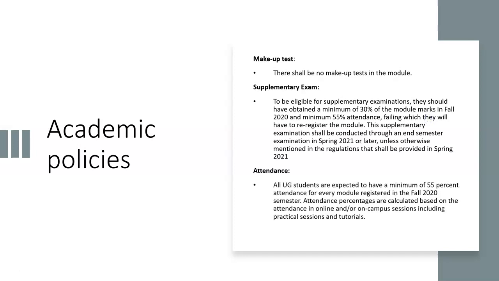And the next academic policy you should be aware of is your attendance. As being told right now, you should have a minimum of 55% of attendance in all the modules you have registered for 2020, including your practical and theory sessions.